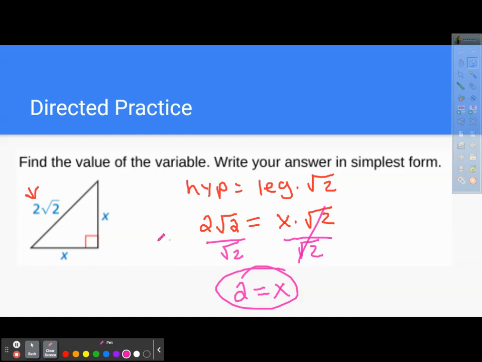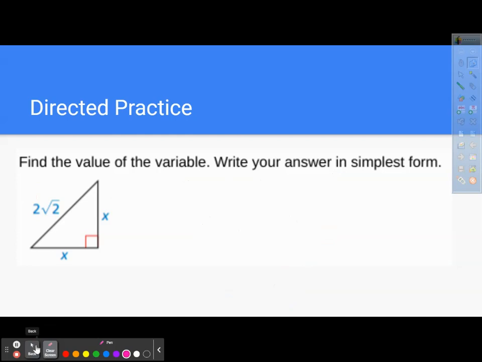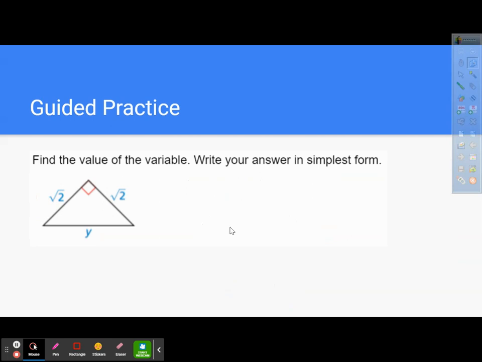Okay. All right, so first thing you're going to do is fill in the missing number, and then you and your partner are going to work this one out together. It says find the value of the variable, right triangle, write your answer in simplest form. So the two sides are the square root of 2, and then that one side is y. Maybe it's something like this. How do we do that one?